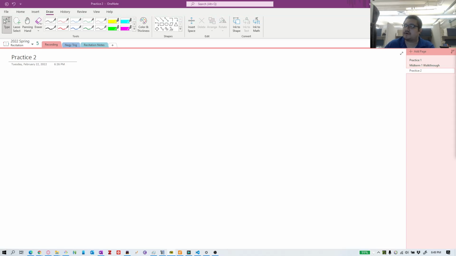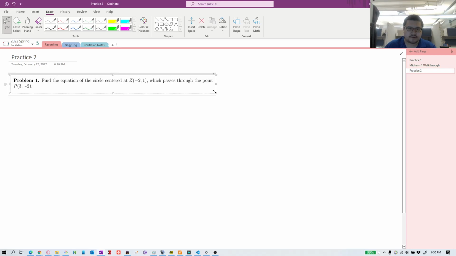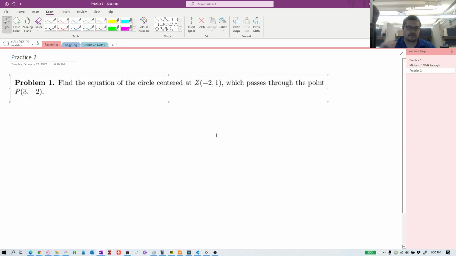So problem number 1, I'm going to just grab it from my other screen and paste it in. Alright, so number 1, whoa. So we want to find the equation of a circle centered at this given point, passing through the point 3, comma, -2. My cursor kind of got in the way. So for this one, well, we've done a homework problem that is quite like it.